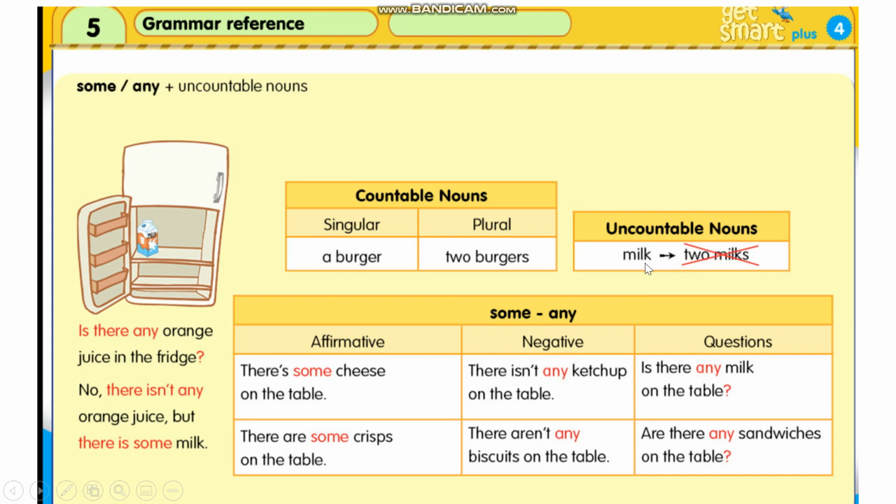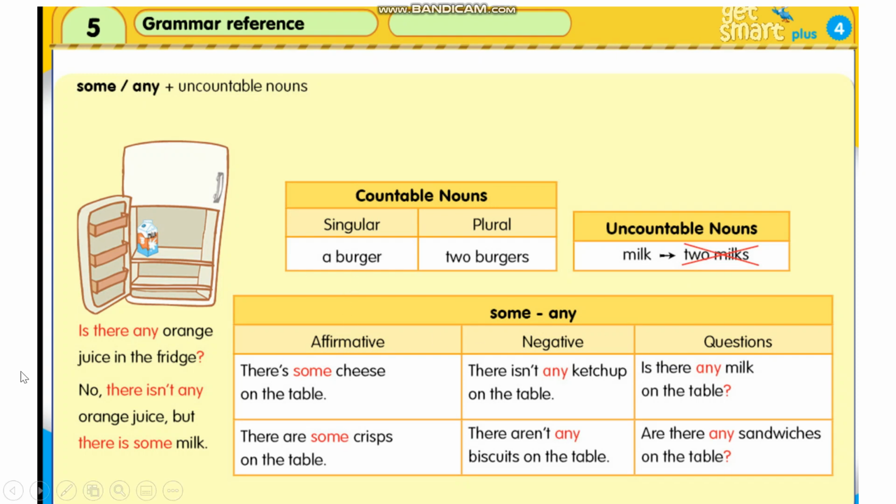For example, milk. When it is uncountable, you cannot say 2 milk. It can be some milk, which means there is more, but it cannot be 2 milk or 3 milk, many, so on and so forth are not acceptable. For uncountable, you can only use some. And for any, most of the time we use it when we are asking questions.